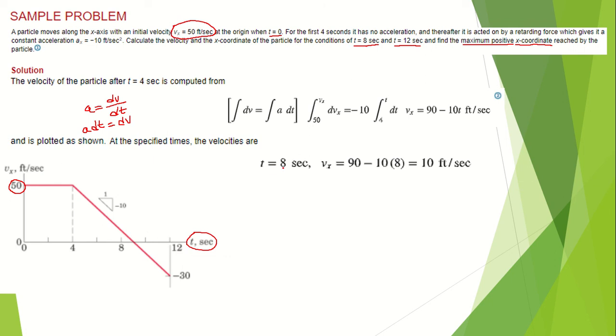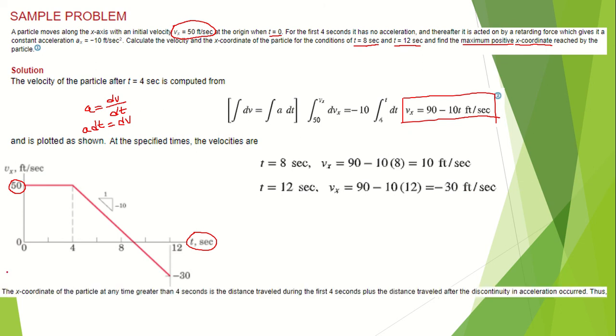So at t equal to 8 seconds, given here, substituting it in the resulting equation after integration, we got 10 feet per second. And at t equal to 12 seconds, again from this equation, 90 minus 10 times 12 seconds, so we get here negative 30 feet per second.